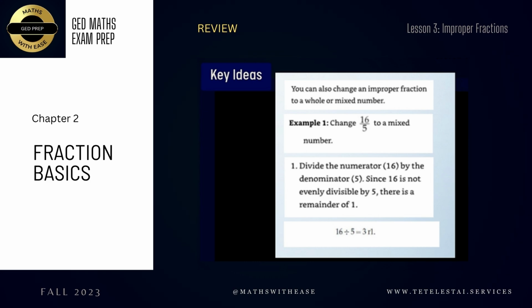Okay, so you can change an improper fraction to a whole number or mixed number, as we've just discussed. To change a top-heavy fraction or an improper fraction to a mixed number, you simply divide, right? So you ask yourself, how many times does 5 go into 16? Well, the answer is 3, because 5 times 3 is 15. So you would write down your 3, and then you would ask yourself, well, okay, now we've divided 5 into 16 3 times. Do we still have a quantity left over in that numerator?